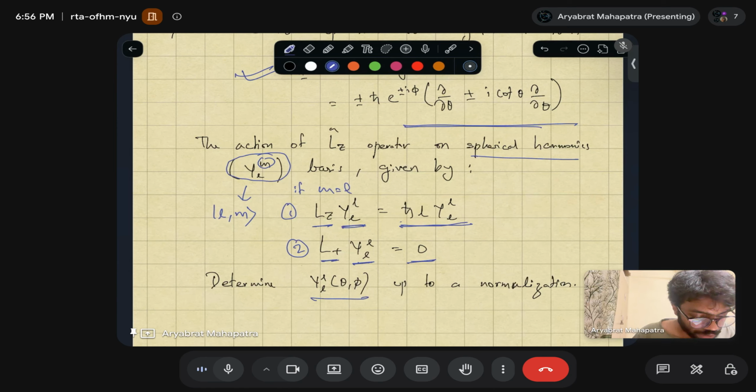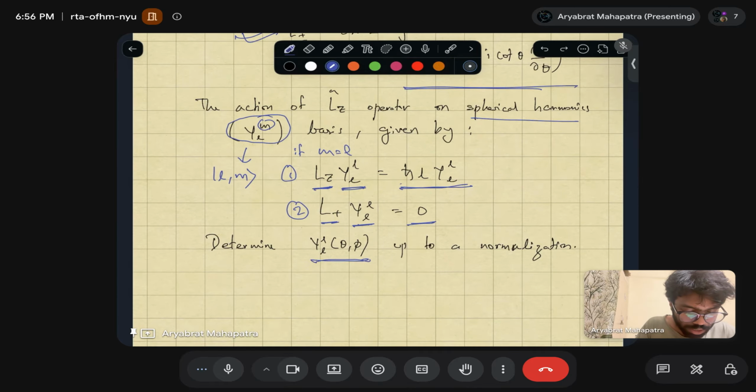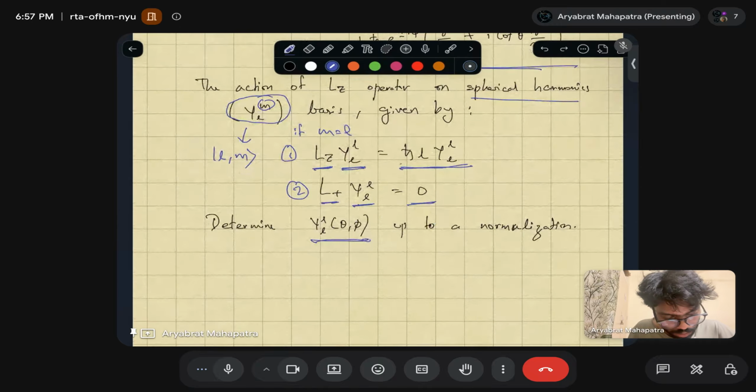It will be an eigenfunction of Lz. When Lz acts on this function, it gives you the same function back again with some overall factor, which we know as the eigenvalue. So the eigenvalue is ħl. Right, so we can start off with Lz. If you remember, using the first condition, Lz acts on Y_l^l.